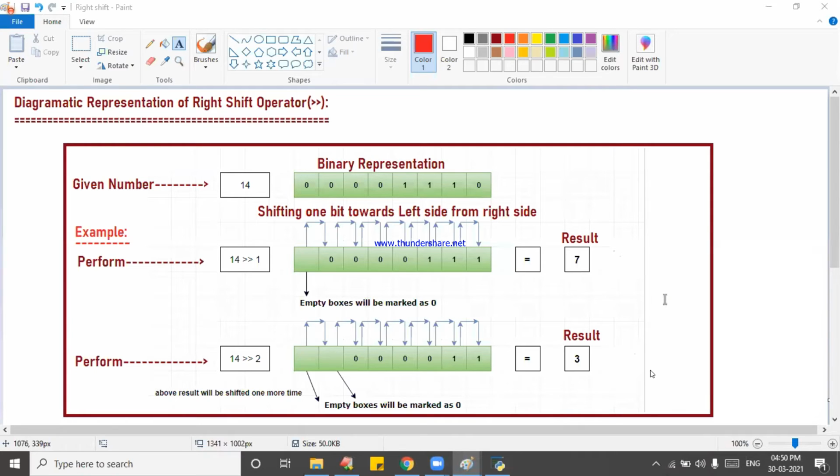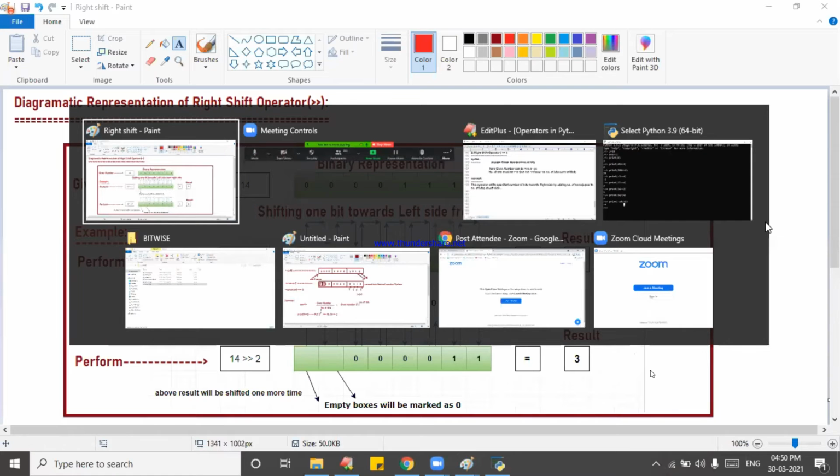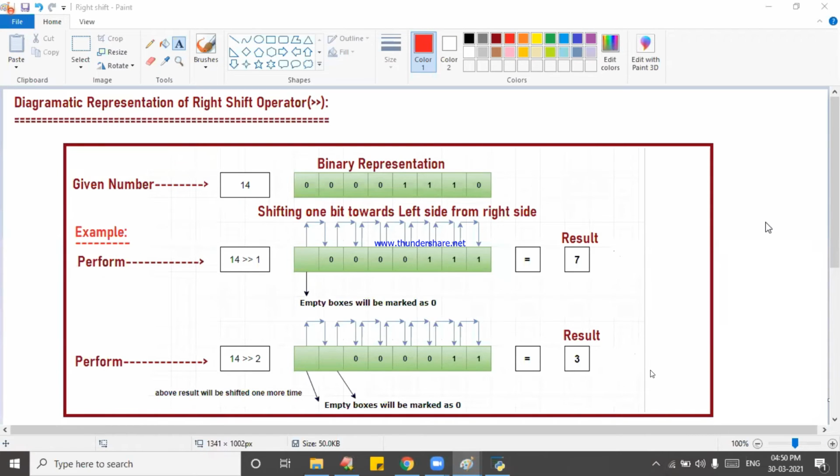Next, is the diagram finished? Please confirm. The diagram is over. Good. Now let us move to the next operator.